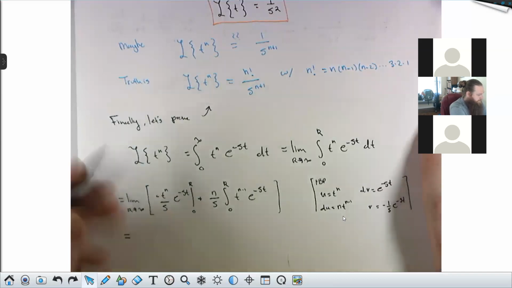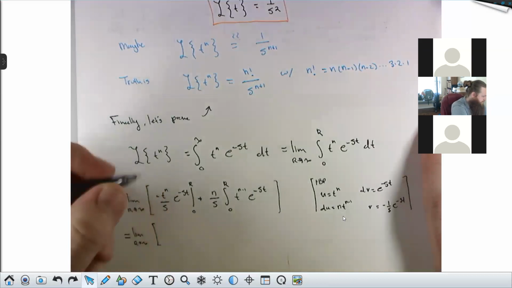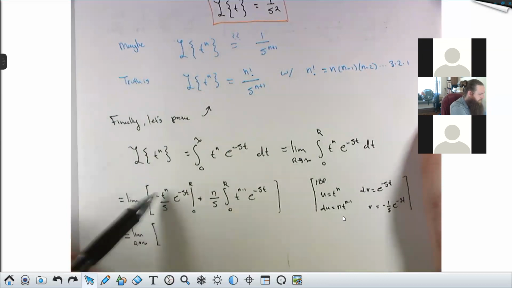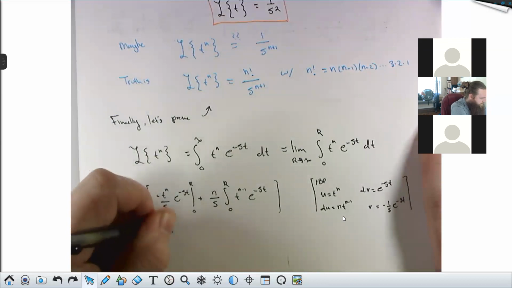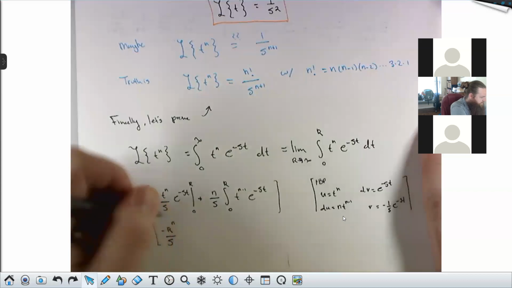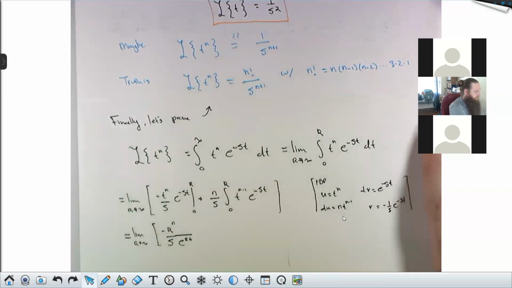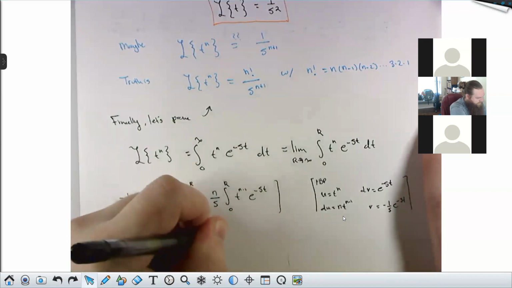I do need to calculate some of these limits. Here, this negative t to the n over s e to the negative st, if I evaluate that between bounds, when I plug in 0, the t to the n makes everything 0. When I plug in r, I'll have negative r to the n over s, and then I'll write the e to the rt downstairs. Right, e to the negative rt is e to the rt downstairs. And then here I have plus n over s.